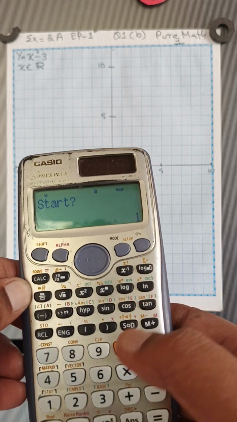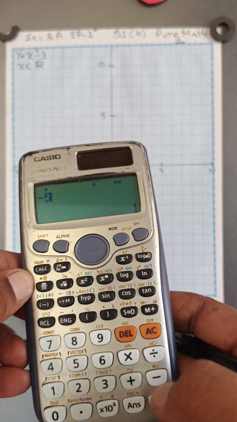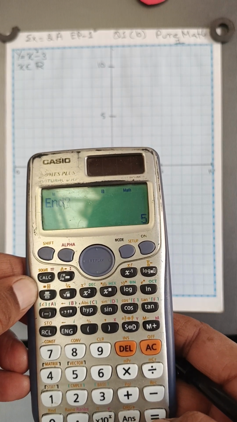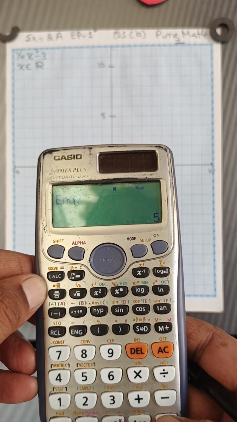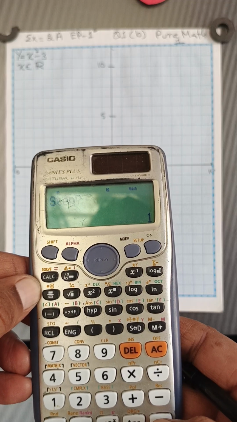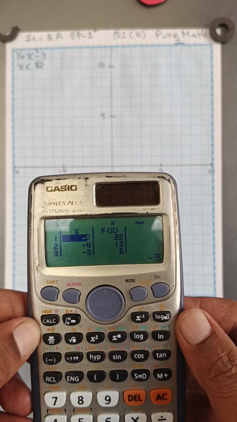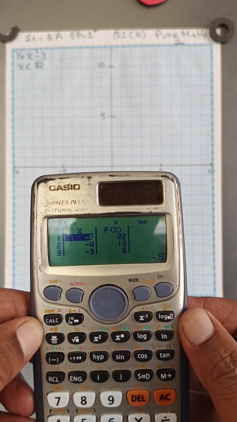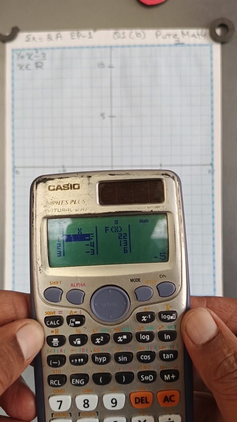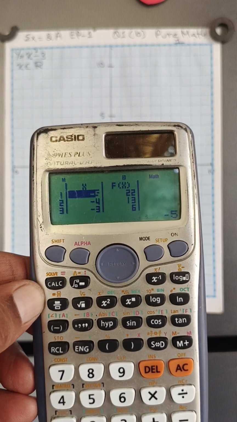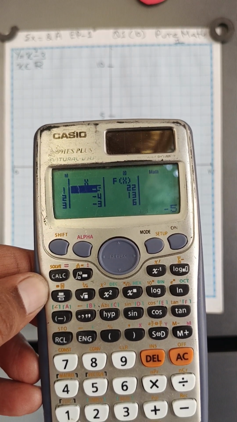So suppose I say start from minus 5, and he says then he will ask you for an end. I say positive 5. Okay, and then how much step, one step. Okay, and here comes the table. So you have the table here, and the values are out of this graph, but that's not a big issue.